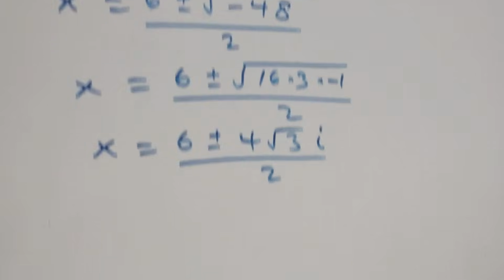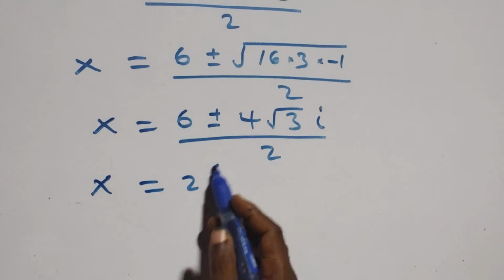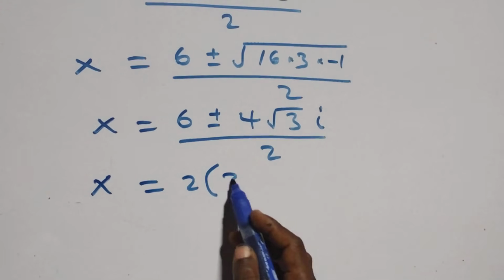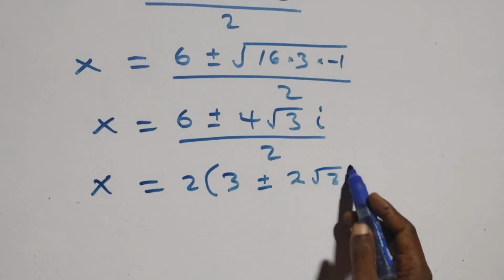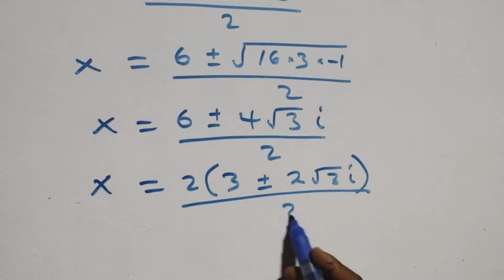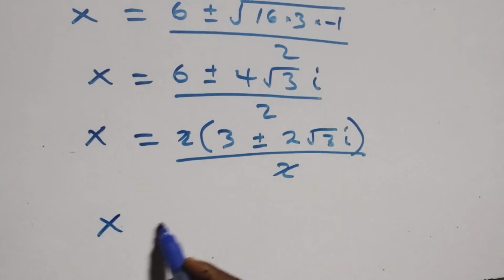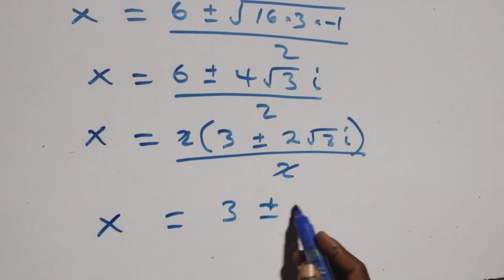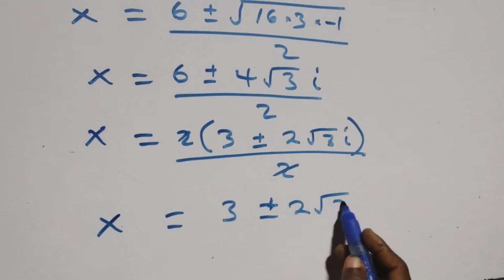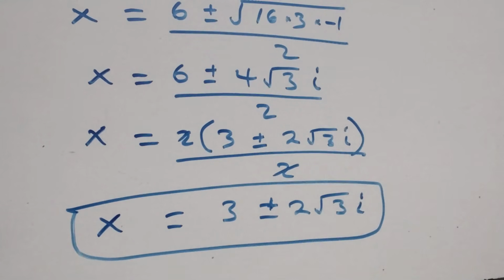From here, we can factor 2 out up here, and we have x equals 2 into bracket, here remains 3 plus or minus 2 root 3 i, close bracket, over 2 here. The 2s cancel each other. We have x equals 3 plus or minus 2 root 3 i. Also, we have two complex solutions here.